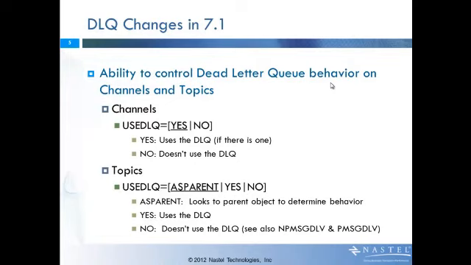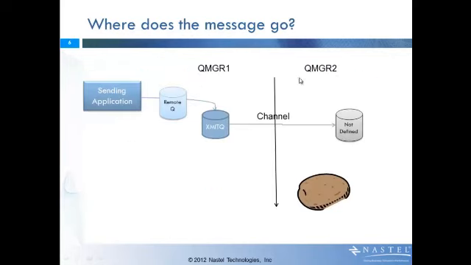There are now three options. You can specify as parent, which means to look to the parent object of this topic to determine the behavior. And then the two functional options: USEDLQ yes, which actually will use the DLQ, so the messages will be published to the DLQ, and no, which again doesn't use the DLQ. And you'll also want to look at the NPMSGDLV and PMSGDLV, the non-persistent and persistent message delivery options, as they're associated with this. The key thing, though, again, is that you can get rid of these messages rather than filling up the dead letter queue with messages that can't be delivered.